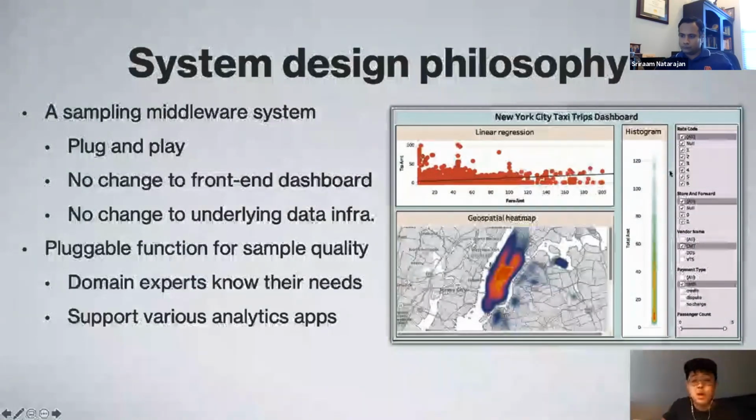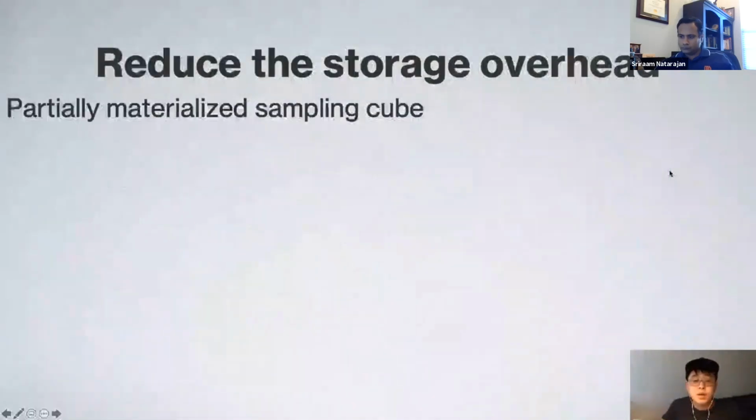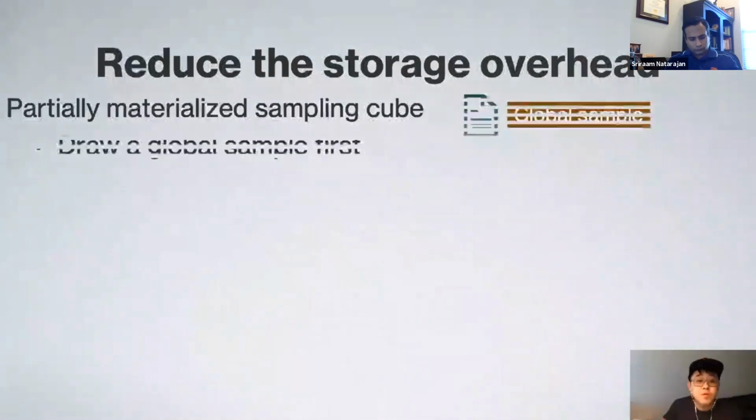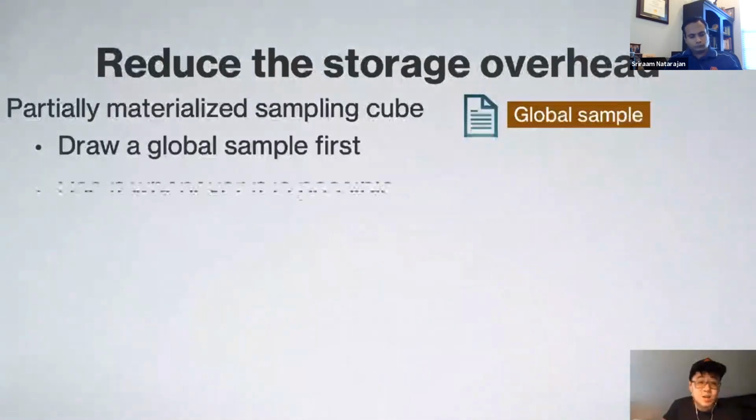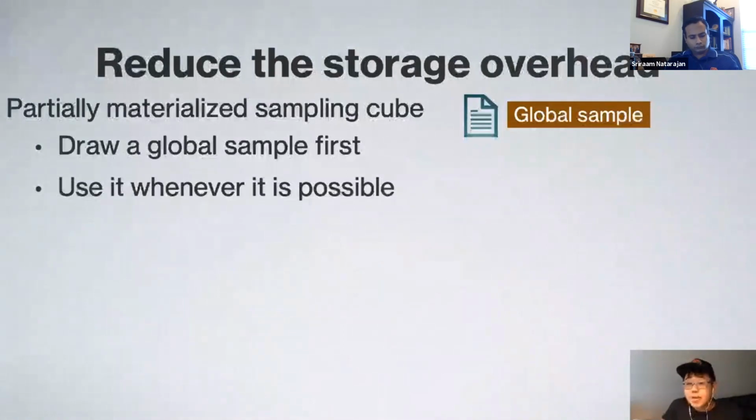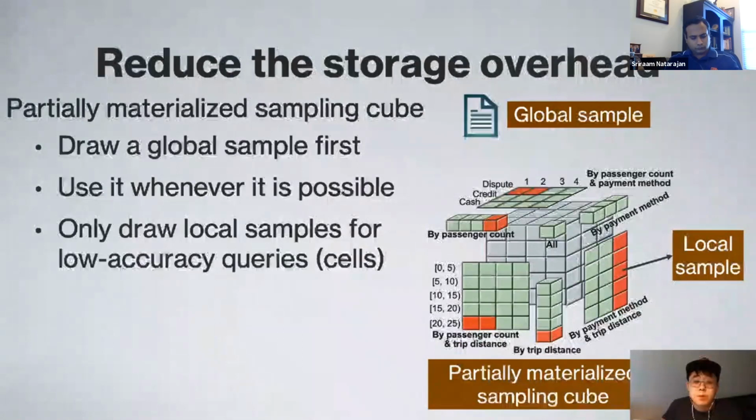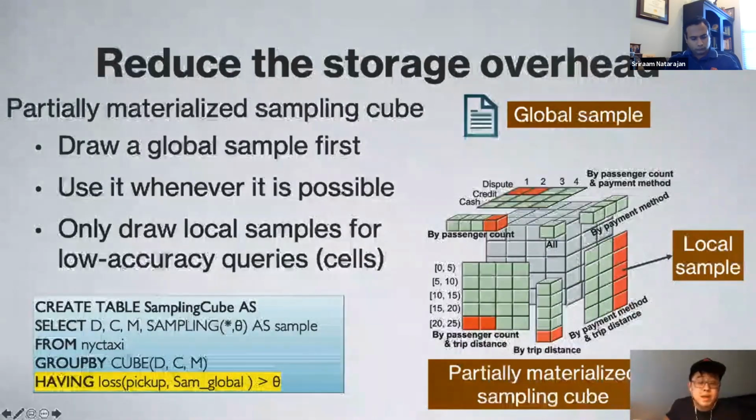Now, let me talk about how we can reduce the storage overhead in Tabula. We first propose a technique called partially materialized sampling cube. The idea behind that is actually very simple. We first draw a global sample on the entire dataset. We try to use this global sample whenever it is possible. We only draw local samples for low accuracy queries, which are the red color cells in this hypercube. This partially materialized sampling cube can be represented by these SQL queries down there.